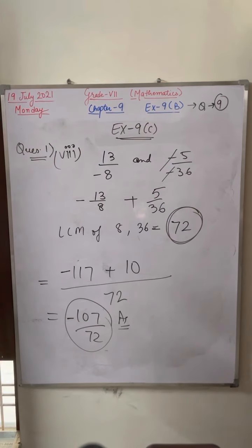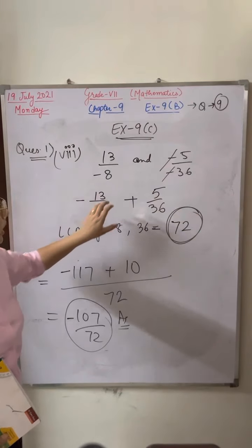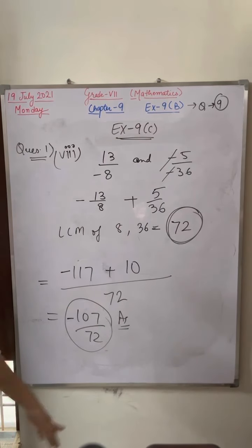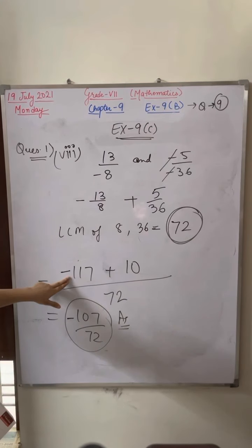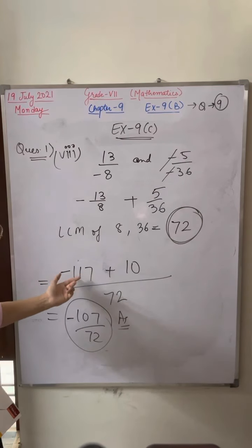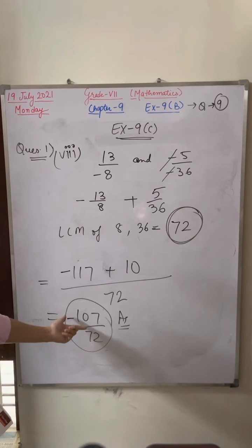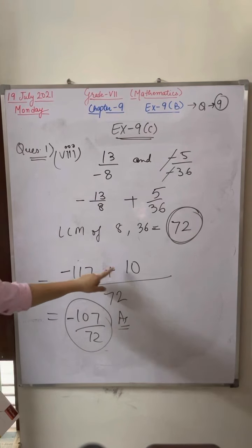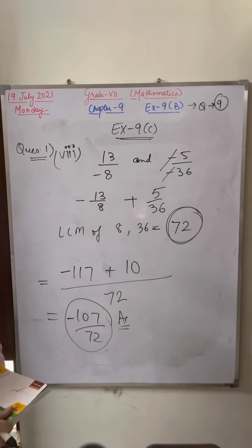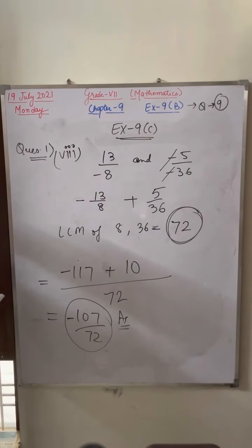Only same concept. Whenever the denominators will be different, only find out the LCM in the beginning and then solve in the same manner. This was negative, so negative will be there. When you add negative and positive, it will be subtraction. There will be subtraction and sign will be there of the bigger one. Bigger one is 117. Right? This is understood by everyone?